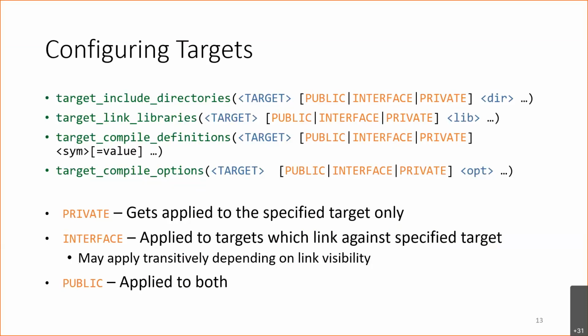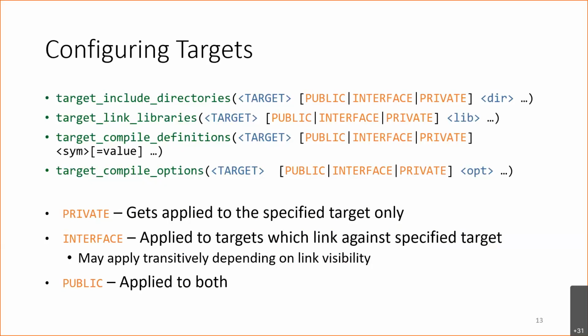Let's say A links against B privately. B's interface include directories are added to A's private include directories. Conversely, if A publicly links against B, then B's interface include directories get applied to A's interface includes as well as its private include directories.